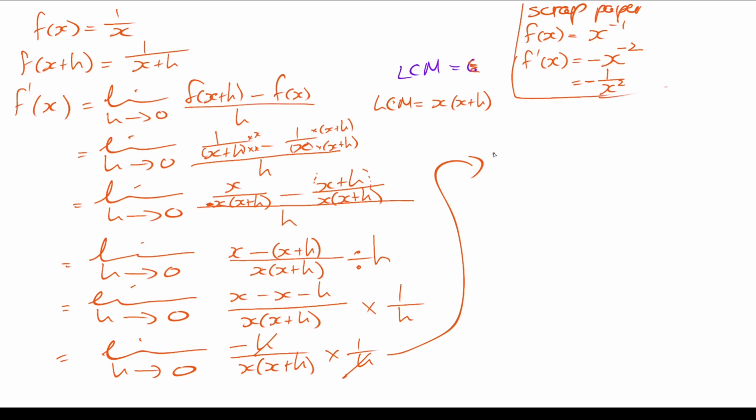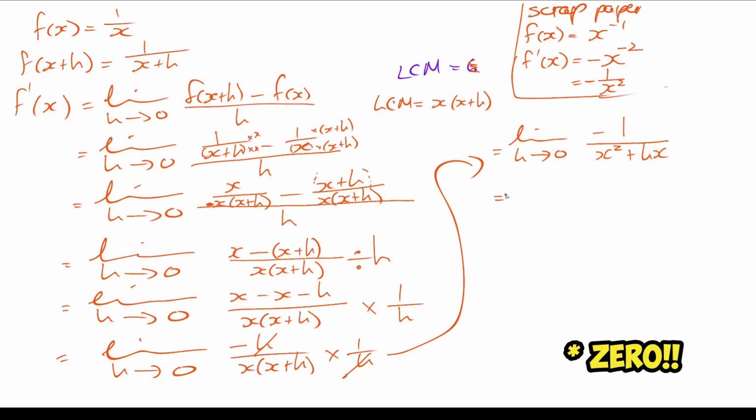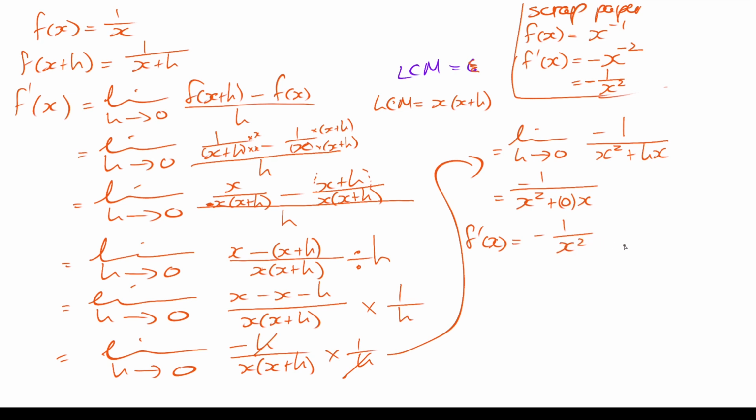Now that the h cancels, let's just see what it looks like. H tends to 0, we have negative 1 over, and you can multiply this in or leave it as is. I think it's slightly less work to actually distribute the x into the thing. So I'm going to be lazy and do it that way. I substitute in h equals 0, so I have negative 1 over x squared plus 0 times x. In other words, my first derivative is negative 1 over x squared. Woo! We win! I love it!